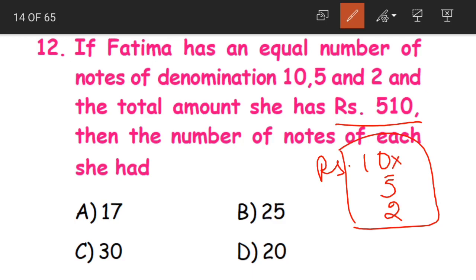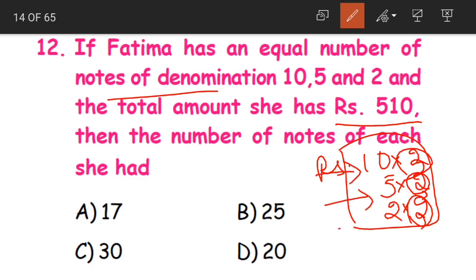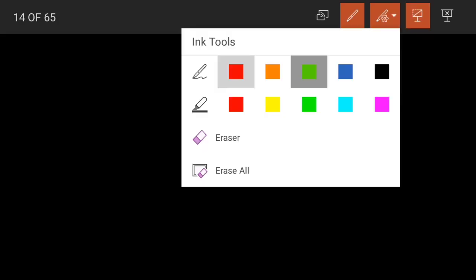Let us say if she has two 10 rupee notes, she has the same, two 5 rupee notes and two 2 rupee notes only. Clear, children? The number is the same here. Or else if she has, suppose, three 10 rupee notes, then she has three 5 rupee notes and three 2 rupee notes. So what can we understand from this? That the number of notes of one denomination she has is equal.